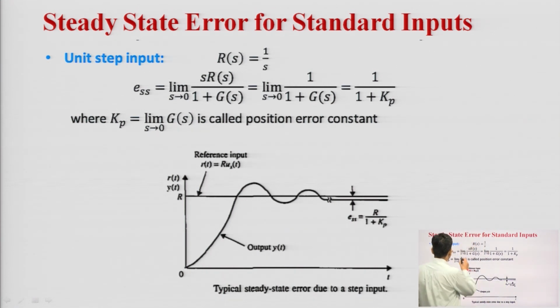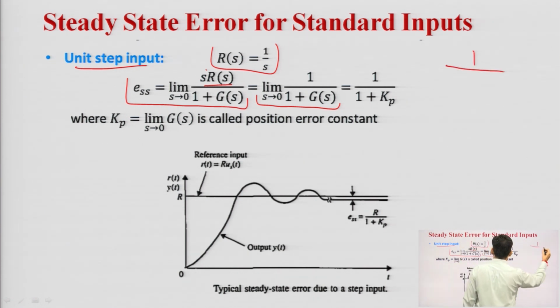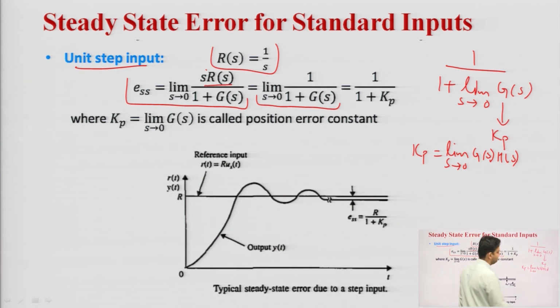Okay. So, for unit step input I am assuming R(s) is 1 over s, in this error expression that I derived. Okay. So, I will put 1 over s in place of R(s), s will cancel out, and this term can be written as 1 over 1 plus limit s tends to 0 of G(s). So, this term is basically K_p, which is the position error constant. If I am having the feedback H(s), then K_p is equal to limit s tends to 0 of G(s)H(s), whenever we have a finite value of feedback system.